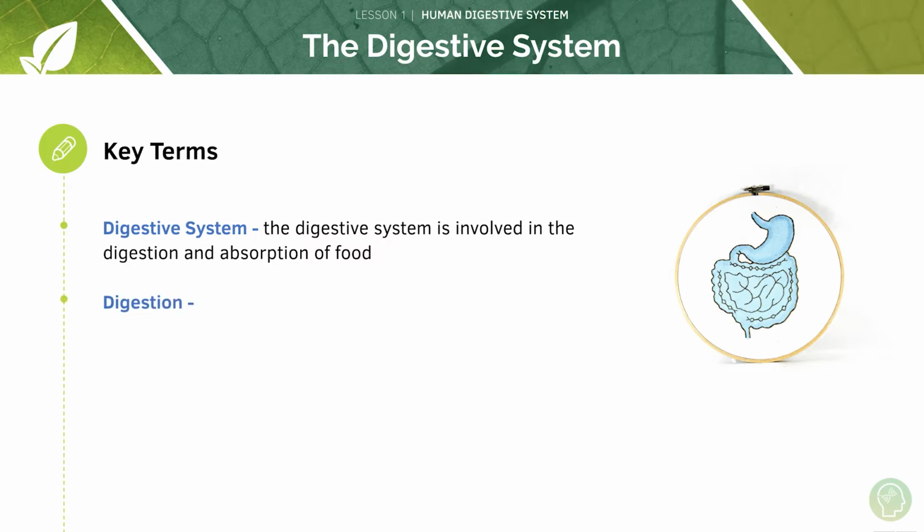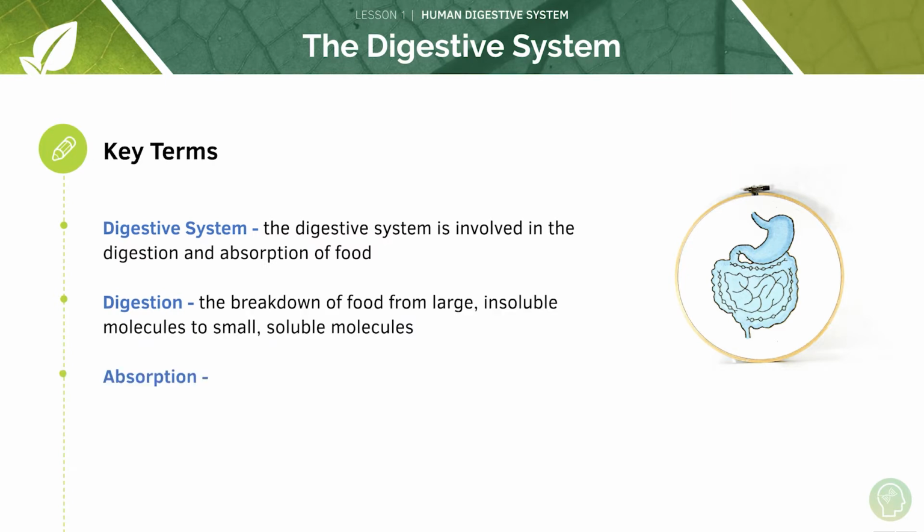So, what is digestion? Well, it's the breakdown of food from large, insoluble molecules into smaller, more soluble molecules. So this means that not only are the food particles broken down into physically smaller components, but also they can be more easily absorbed.